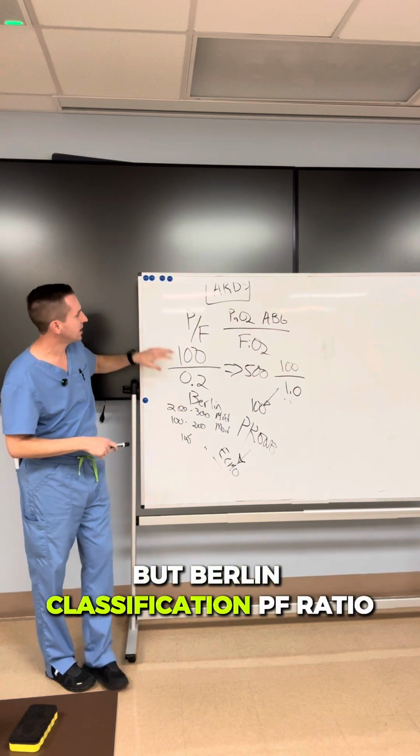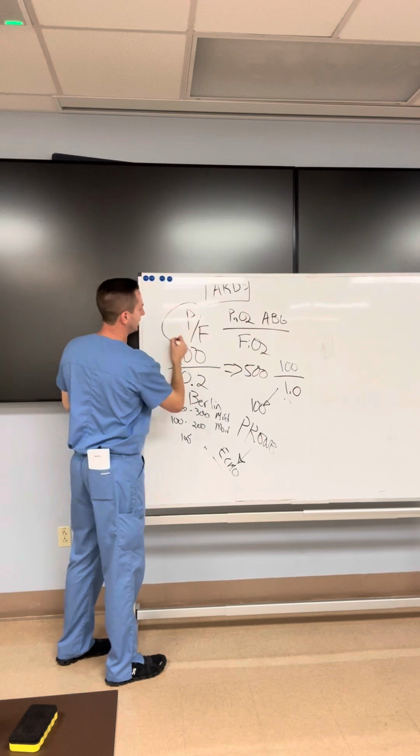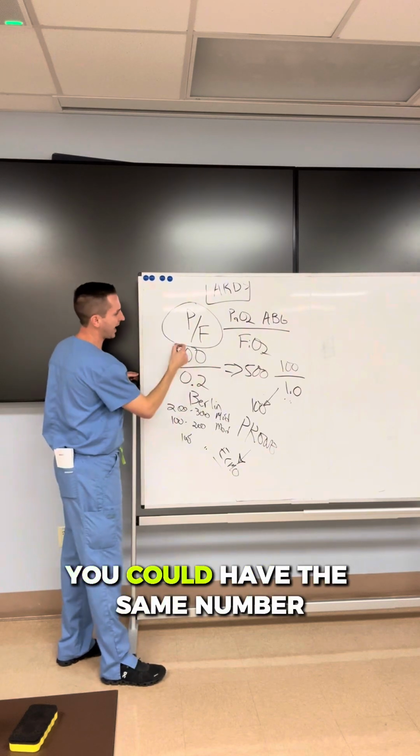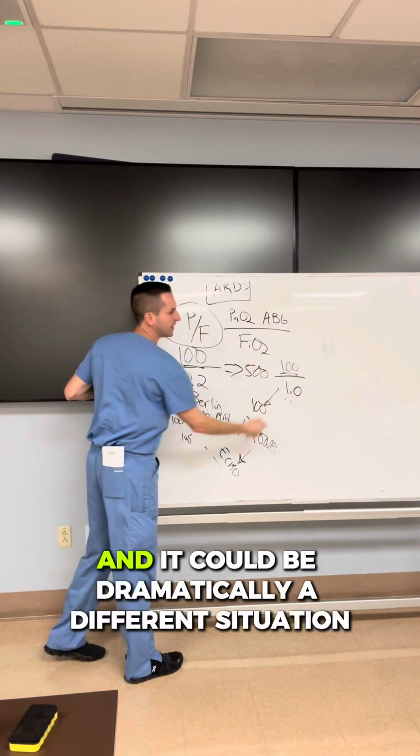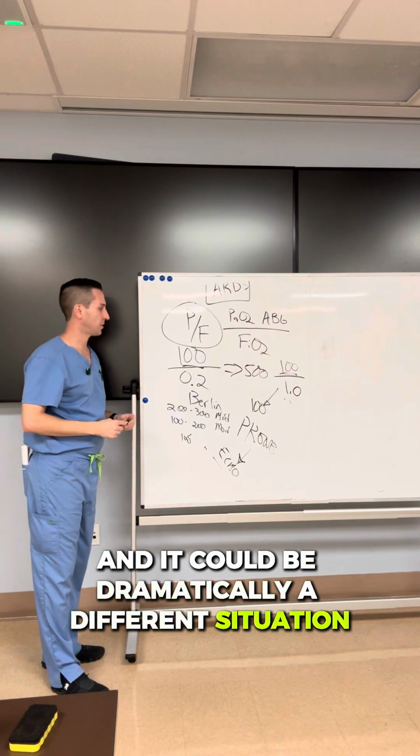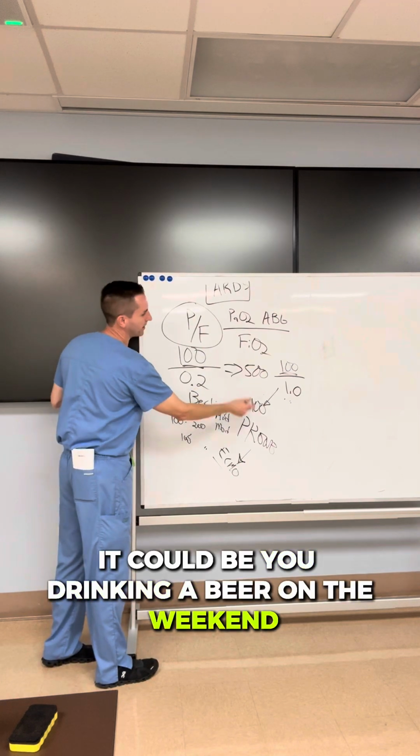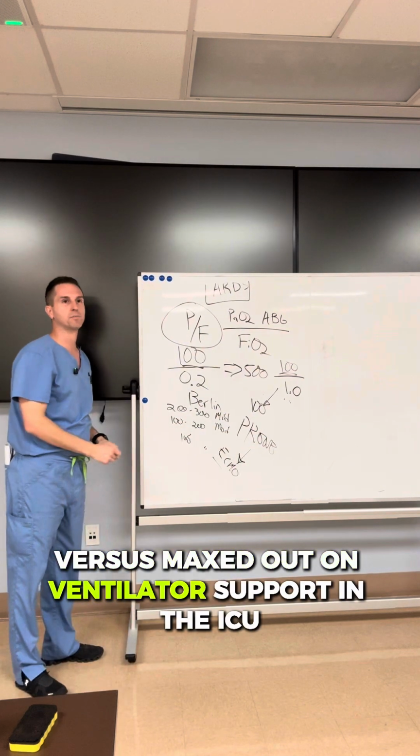But Berlin classification, PF ratio, super important because, again, you could have the same number and it could be a dramatically different situation. It could be you drinking a beer on the weekend versus maxed out on ventilator support in the ICU.